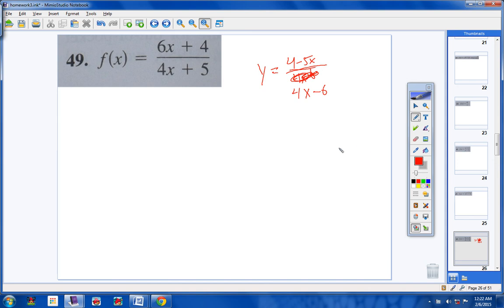For your top, 4 minus 5x. Be sure and put parentheses around that. 4 minus 5x, then close your parentheses. Then divided by, well, you know what, I'm sorry. Let's start all over. I'm going to type this one in first, right over here. Okay, so parentheses 6x plus 4, close the parentheses, divided by parentheses 4x plus 5.